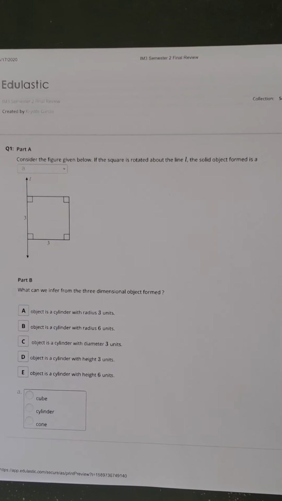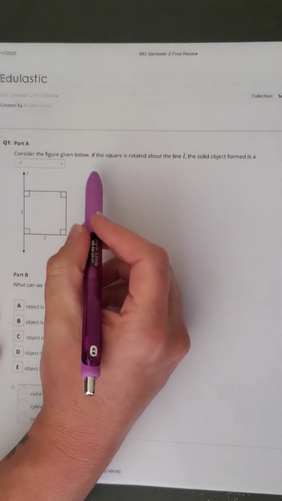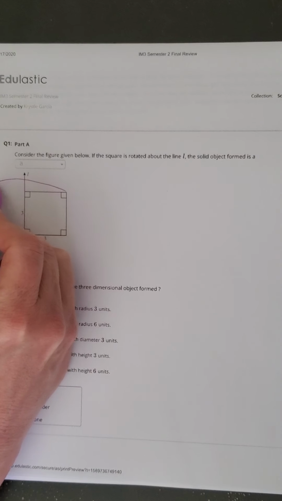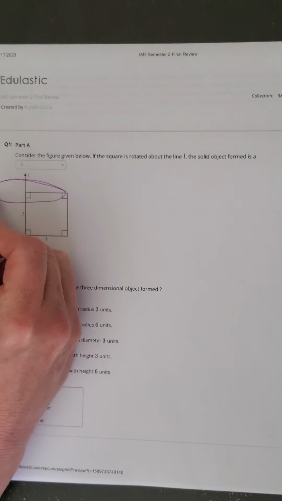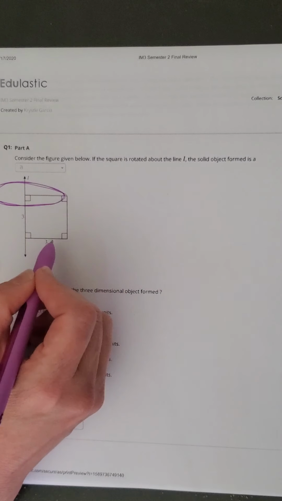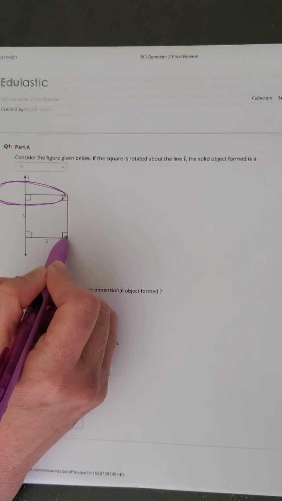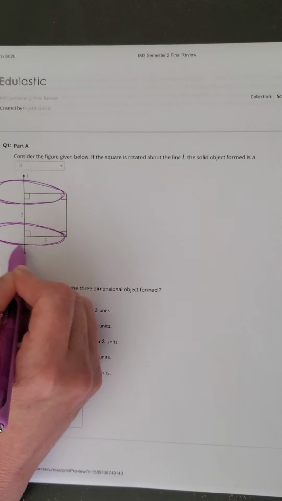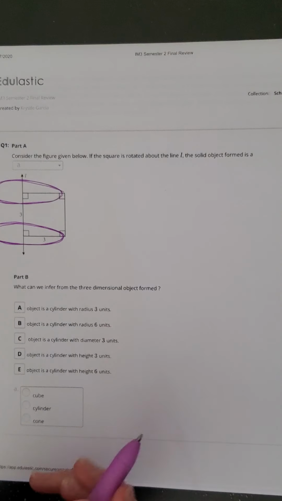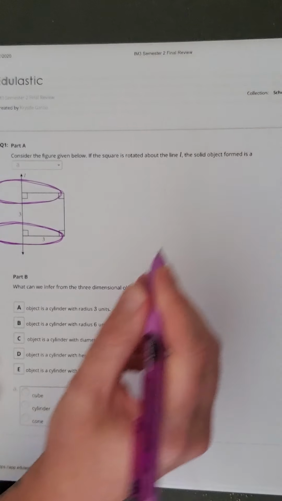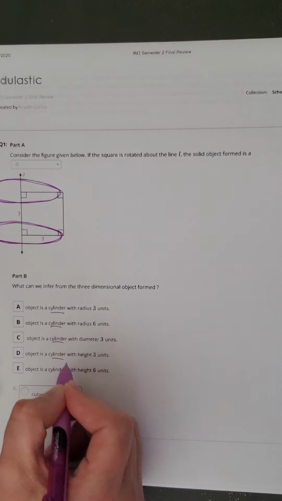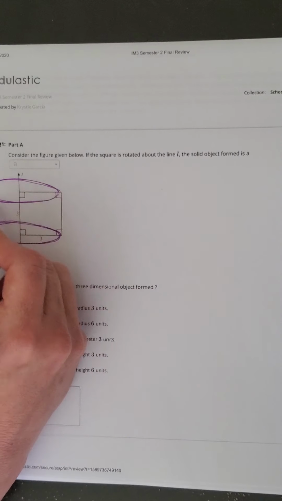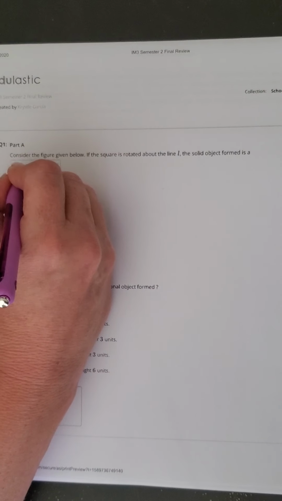Let's begin. It says, consider the figure given below. If the square is rotated about line L, so that means it's going to rotate around like this. Something like that. It's rotating around line L. What will the figure be, the solid object that's formed? So it's rotating like this. And so the solid object, well, look, it says it's a cylinder. Now, let's not bank on them giving us that on the test, though. But can you see that it's going to form a cylinder? Right, so it will be a cylinder.